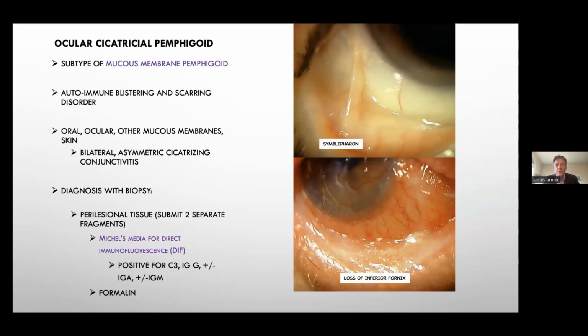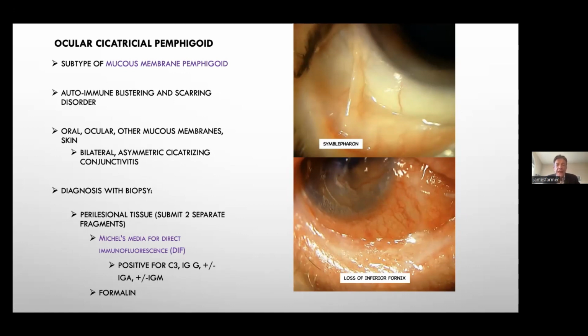It's an autoimmune blistering and scarring disorder. It can affect not only the ocular mucosa, but the oral mucosa, the genital mucosa, and can affect the skin. And in the eye, it causes an asymmetric bilateral scarring conjunctivitis. If left untreated, this symblepharon slowly pulls the eyelid right up, plastered against the globe, where you lose the inferior fornix. The eyelid turns in, the eyelashes erode the cornea and cause massive problems and ultimately loss of vision.